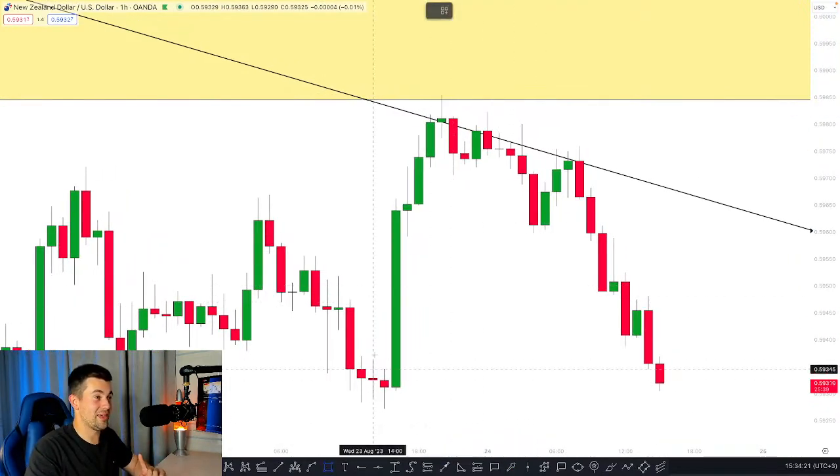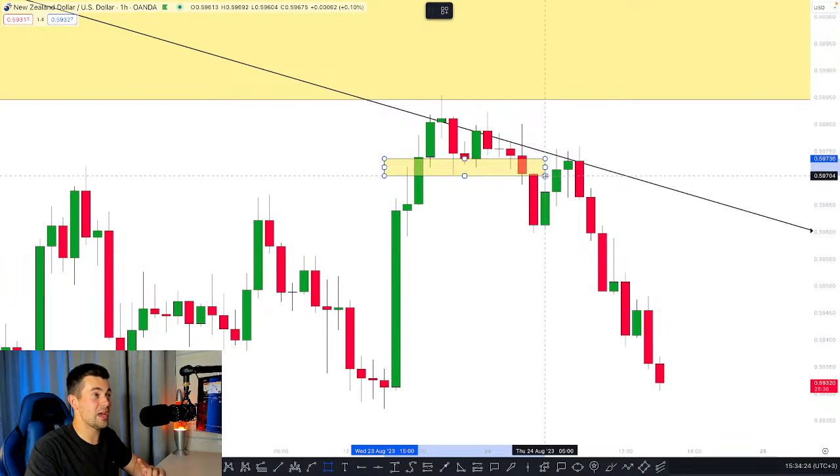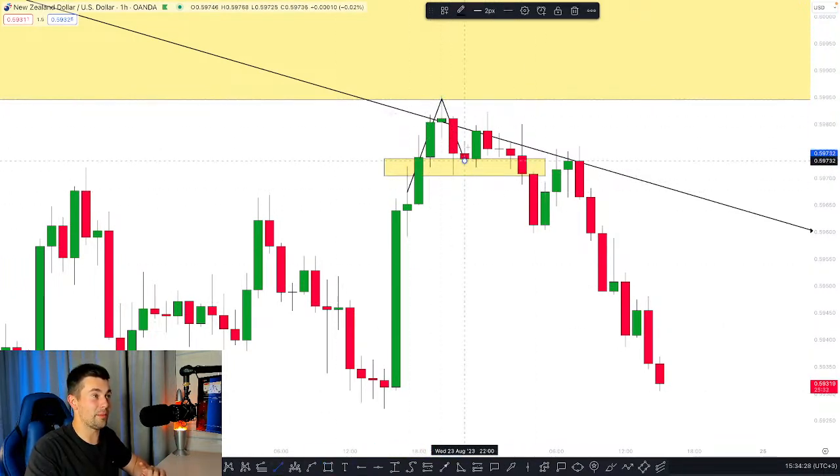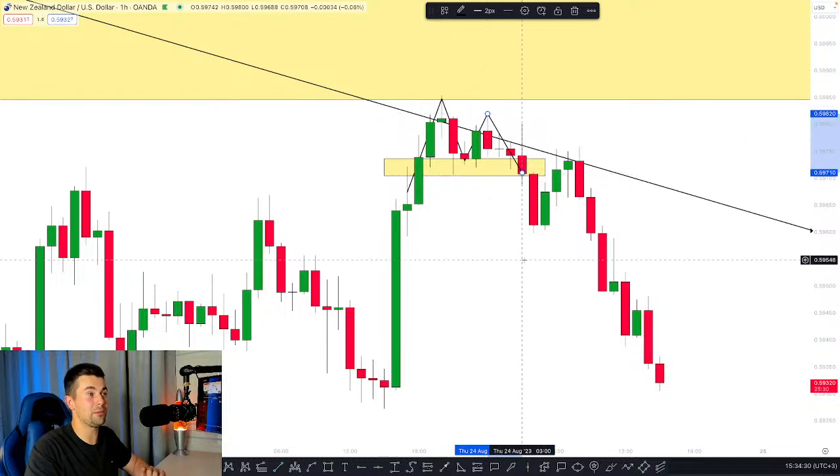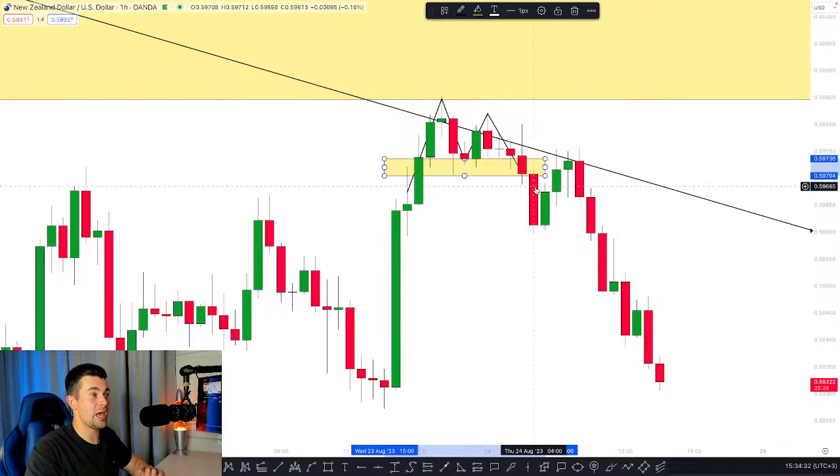And then, you can see that here we formed the double top pattern. Yes, a very cute double top pattern was formed here. And you can see that we have easily violated the neckline of the pattern.